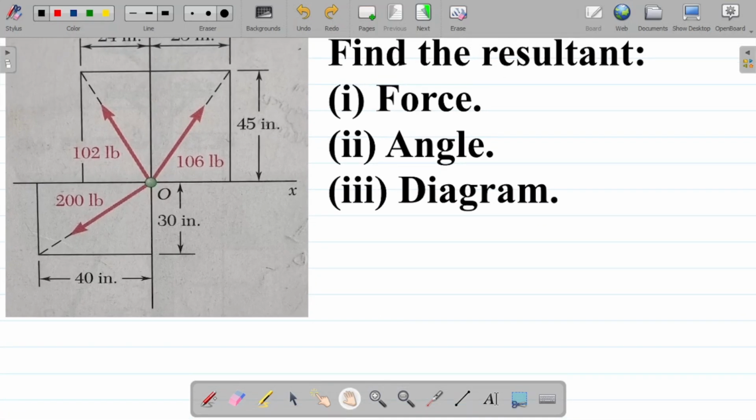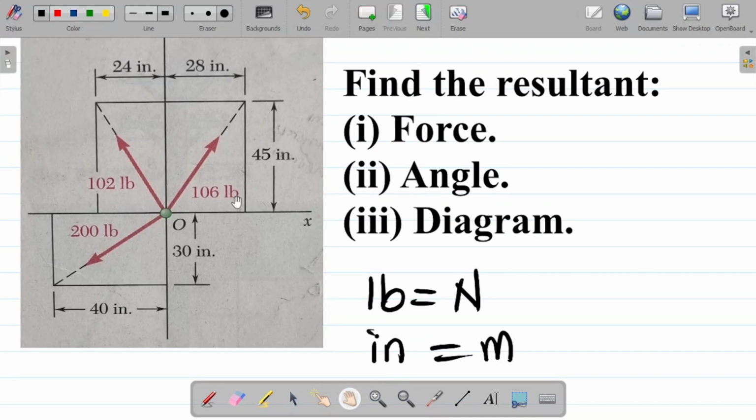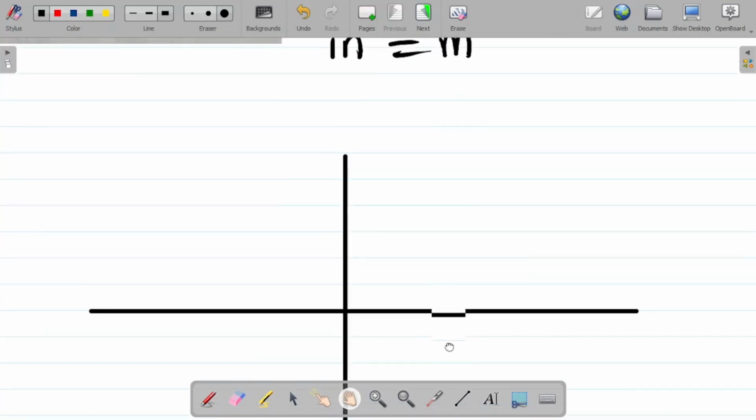Now, for convenience sake, we'll take pounds to be equal to Newton, and then we'll take inches as being meters. So this is inches with pounds, which is the same thing as Newton and meters. So let's use the distances as meters and the forces as pounds. The forces given here as pounds, we'll take them as Newton, and then we'll take inches, which is distance, as meters, just for convenience sake. All right, with that being said, let's see how we can solve this.